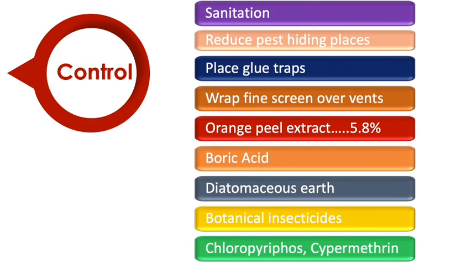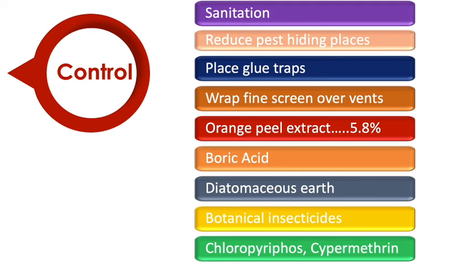So, how to control these filthy insects? Cockroach populations flourish where food and moisture are readily available. As a result, sanitation is an important step in prevention and management. Reduce the carrying capacity of your home by placing food and waste in sealed containers. Reduce pest hiding places like cracks and crevices with caulk and paint.